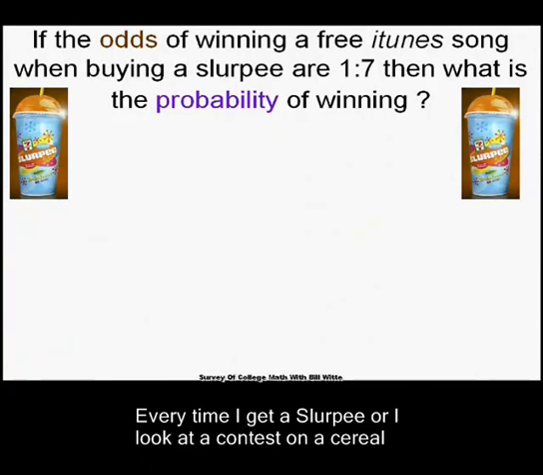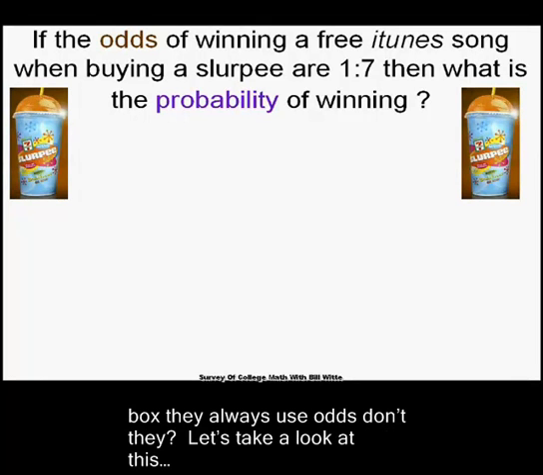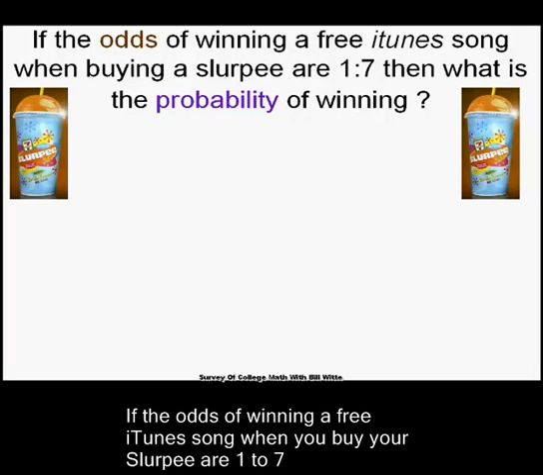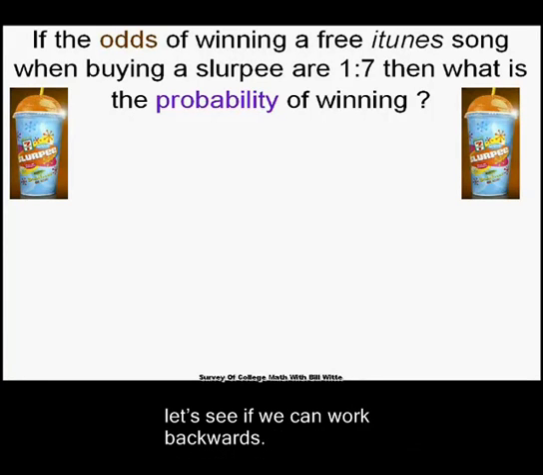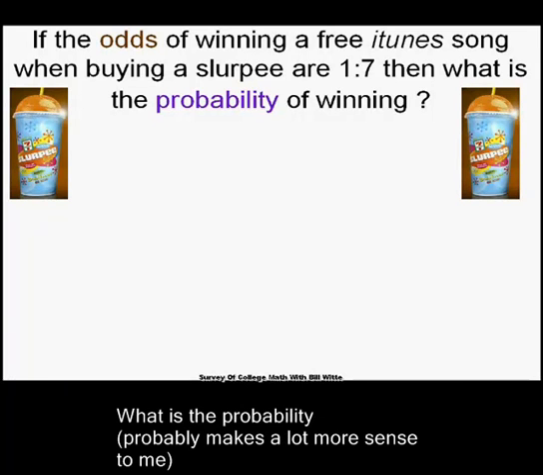Okay? Now let's look at this one. I notice every time I get a Slurpee cup, or a cereal box or something, they always use odds, don't they? Let's take a look at this. If the odds of winning a free iTunes song when you buy your Slurpee are 1 to 7, let's see if we can work backwards. What is the probability of winning? Because probability makes a little more sense to me. I know the odds are 1 to 7. Not 1 in 7, 1 to 7. What is the probability of winning?